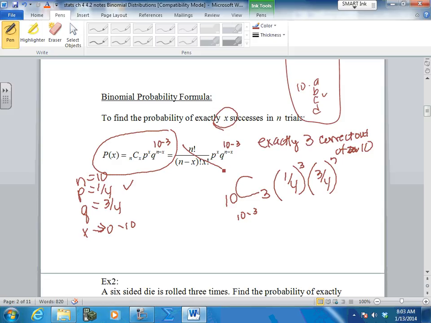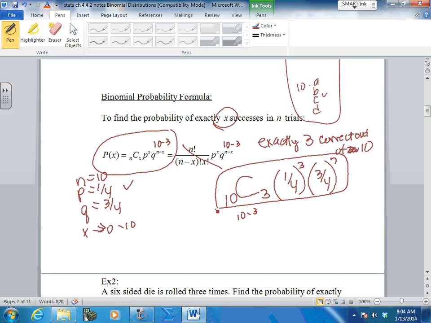Now, if you grab your calculator, you know how to put this in your calculator first? You have to put your 10 in, then your C. You'll find this in math. Go to probability. Go down till you see the C. Then put it in exactly the way you read it. If you want to use 0.25 and 0.75, that works just as easily.